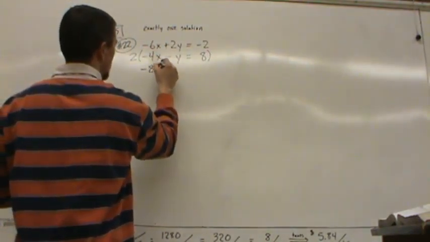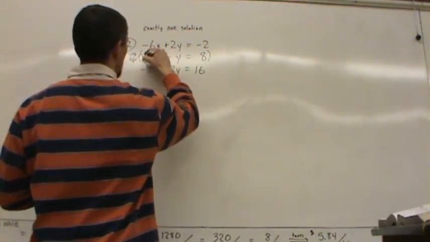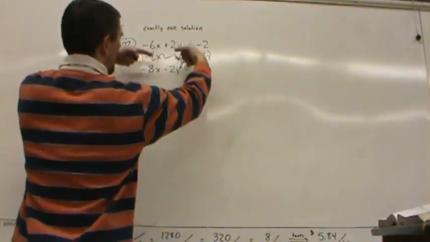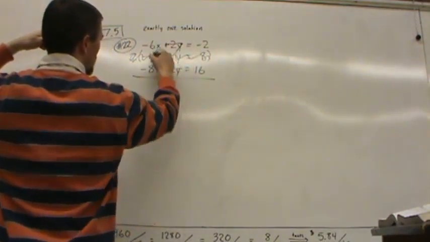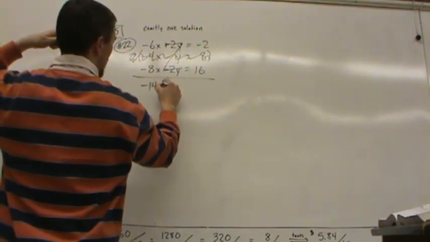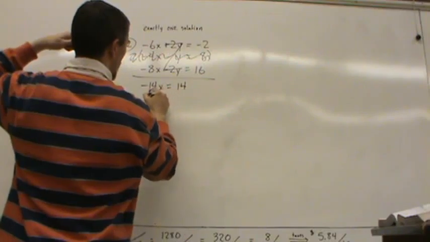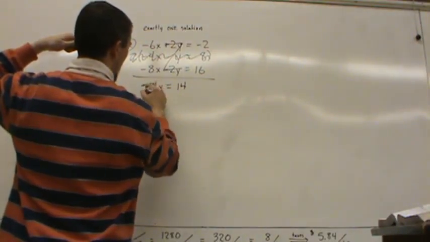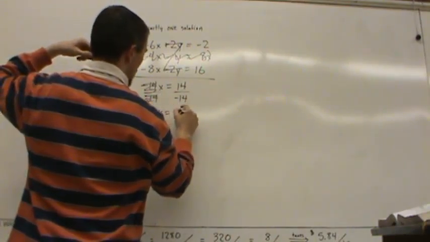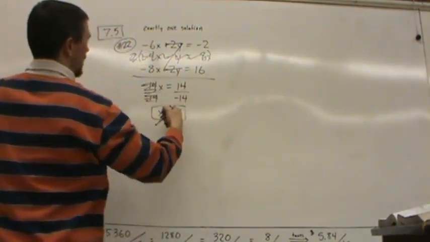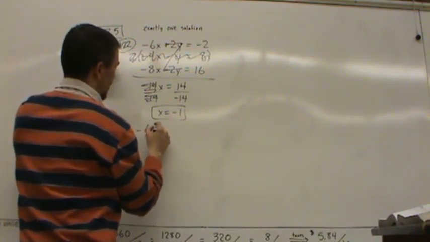Negative 8x minus 2y equals 16. So now this equation's actually gone and we're comparing these two. So we're going to have cancellation between the y terms, and this will be negative 14x equals 14. So divide by negative 14 to get rid of that. Divide by negative 14, and we end up with x equals negative 1. Plug negative 1 back into either one of the original equations and we'll find out what y is.